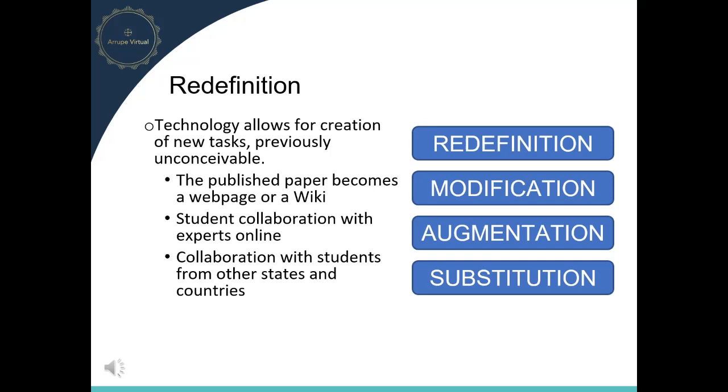The fourth and final tier is redefinition. At the redefinition level, technology allows for the creation of new tasks previously unconceivable. Here, if we shift our point of view of technology being another substitute, we can truly start imagining the possibilities. When I say unconceivable, what I mean is how can we redefine a traditional task in a way that could not be possible without the technology?